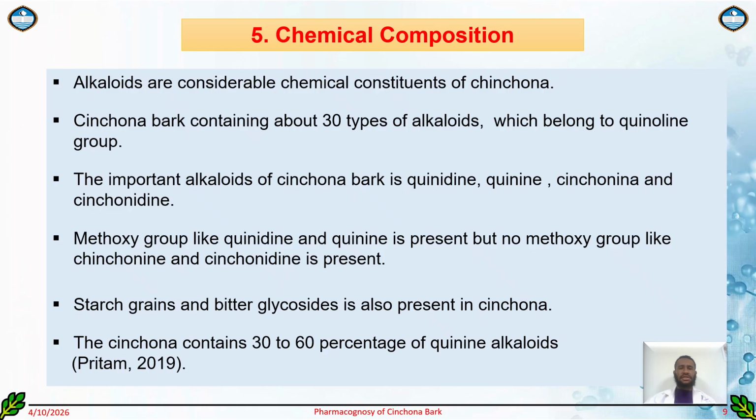5. Chemical composition of Cinchona bark. Alkaloids are considerable chemical constituents of Cinchona. Cinchona bark contains about 30 types of alkaloids, which belong to the quinoline group. The important alkaloids of cinchona bark are quinidine, quinine, cinchonine, and cinchonidine. A methoxy group is present in quinidine and quinine, but no methoxy group is present in cinchonine and cinchonidine. Starch grains and beta-glycosides are also present in cinchona. The cinchona contains 30 to 60% of quinine alkaloids.